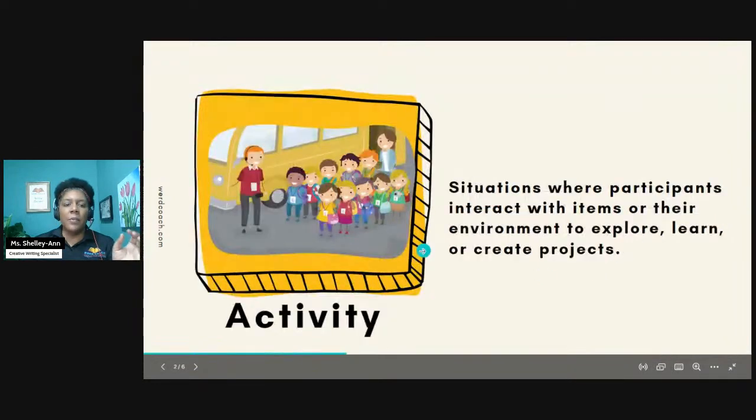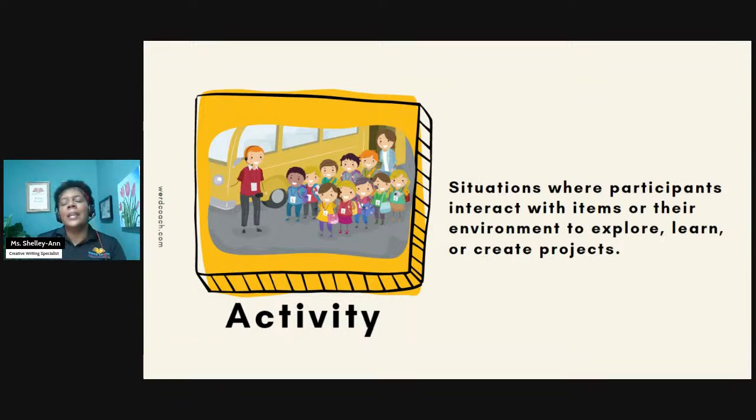Now, the other one that I have identified out of the five is called the activity report. Some students have a little challenge recognizing what an activity report is, especially when they think about different kinds of situations. But when we go through all the five, I'll come back and explain some of the distinguishing features if there is any kind of confusion. An activity is a situation where participants interact with items or the environment, and they're either exploring things, learning things, or creating projects.